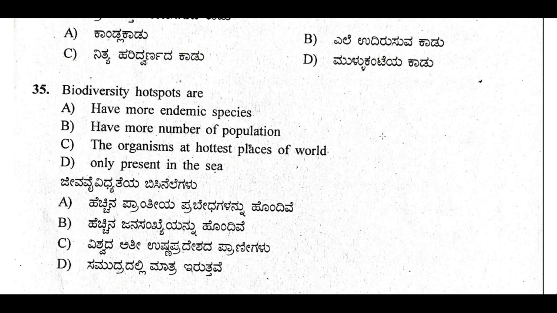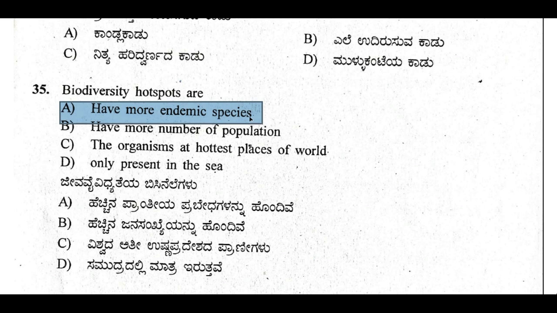Biodiversity hotspots are the regions that contain a high level of species diversity, many endemic species, and a significant number of threatened or endangered species. Therefore, biodiversity hotspots have more endemic species. Option A is the right answer.